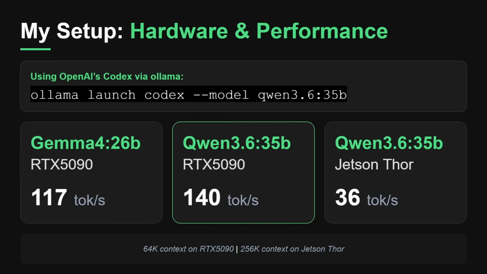So I've got Gemma 4, 26 billion running on an RTX 5090, and I get 117 tokens a second out of that. I've got Qwen 3.6, 35 billion, also running on the RTX 5090, and I get 140 tokens a second out of that. And then I've got Qwen 3.6, 35 billion parameters again, but this time on a Jetson 4. Now, with that, I only get 36 tokens a second. That's the difference between unified memory and VRAM. But the reason I want to try the Jetson 4 is it's got a 256K context window compared to 64K context window on the other two, and I wanted to see if that made a difference.